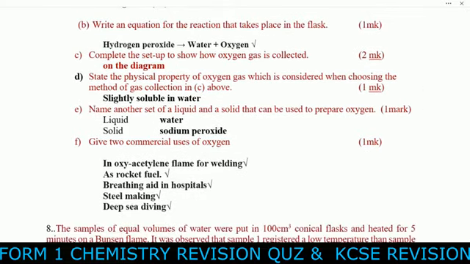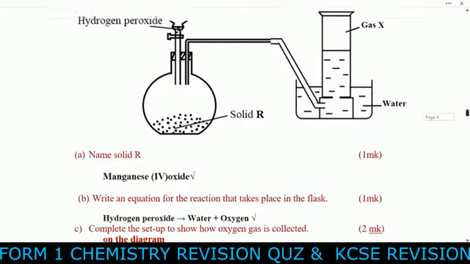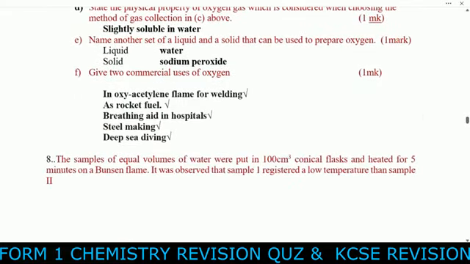Number D, you are told to state the physical property of oxygen gas which is considered when choosing the method of gas collection above. Why do we use that method? Oxygen gas is slightly soluble in water. E, you are told to name another setup of a liquid and a solid that can be used to prepare oxygen gas. That one is liquid water, and the solid can be sodium peroxide.